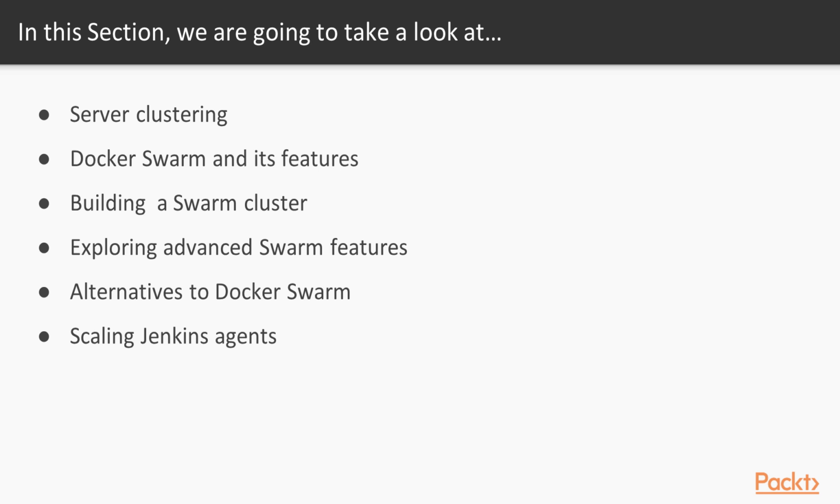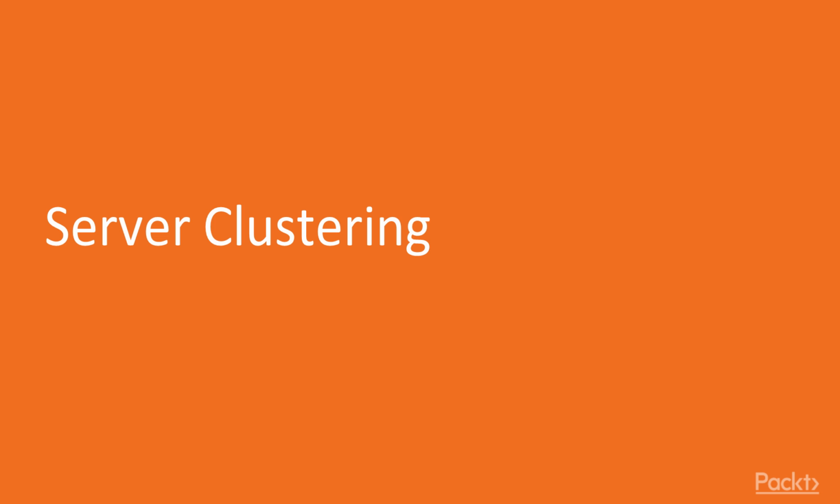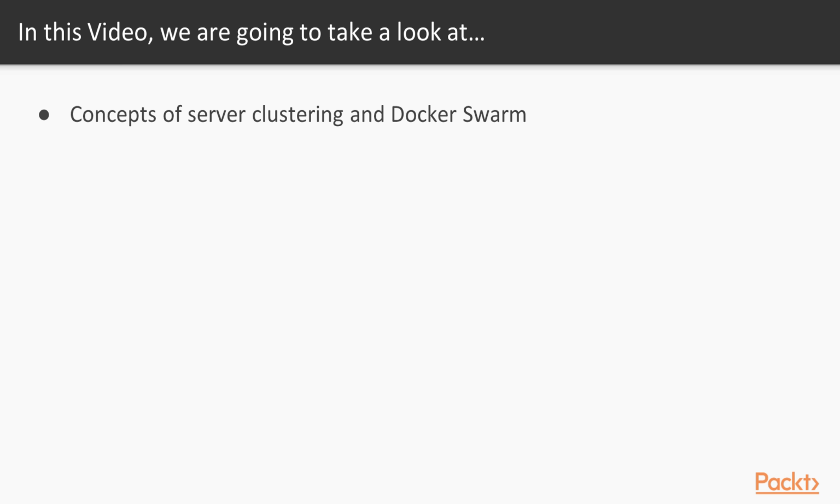Then we will be introducing Kubernetes and Apache Mesos as alternatives to Docker Swarm. Finally, we will be dynamically scaling Jenkins agents on a cluster. Now we move on to the first video of this section, server clustering. In this video, we are going to introduce the concepts of server clustering and Docker Swarm.